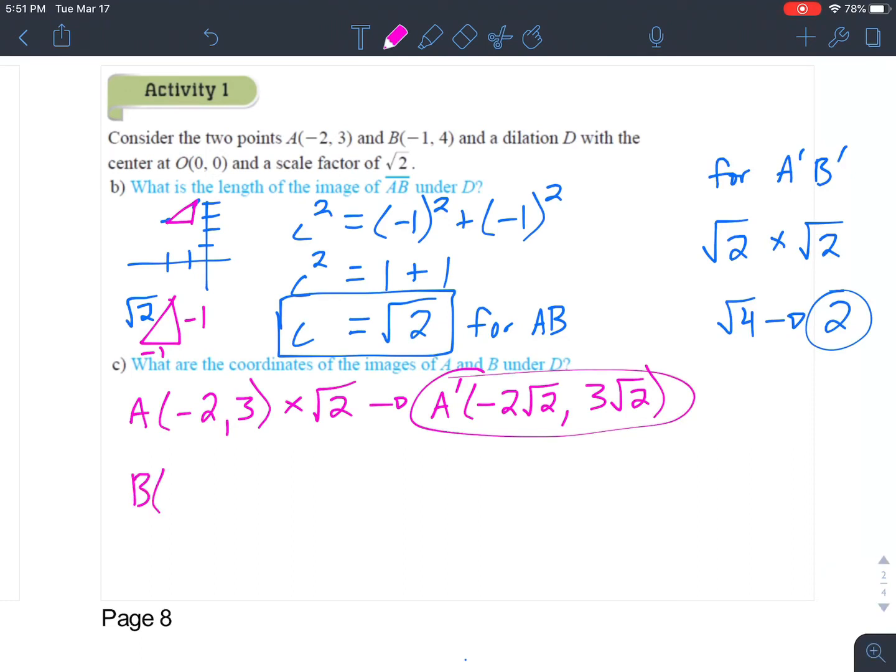And then for B, same thing. There's not really much simplifying we can do. So if we multiply that by the square root of 2, B prime is going to be negative square root of 2 and 4 root 2.